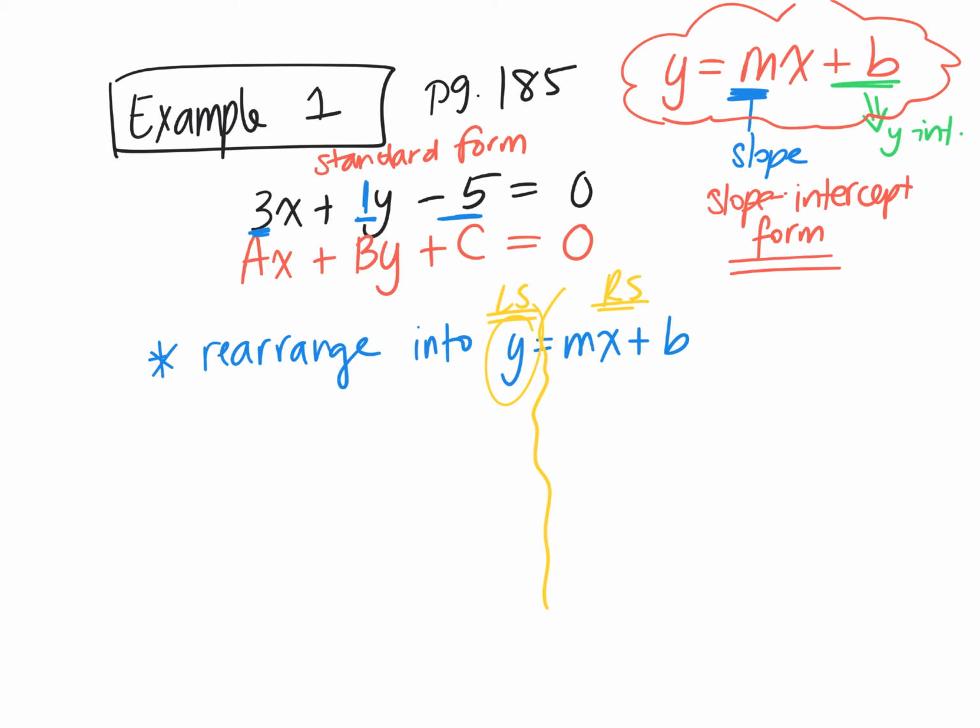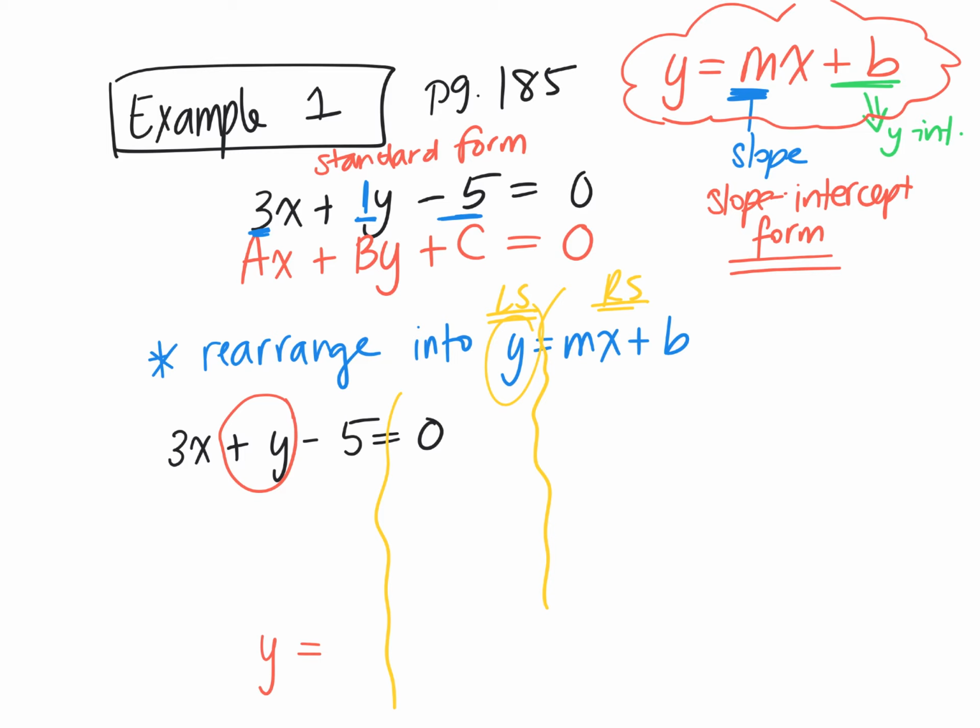Y. Okay, so we're going to take this equation, 3x plus y minus 5 equals 0, and all you're trying to do is get y by itself. If you get y by itself, that is your slope-intercept form. Okay, so what do I need to get rid of? What do I want to get rid of from the left side of the equation? I'm trying to get my y variable by itself. I want to get rid of the 3x.